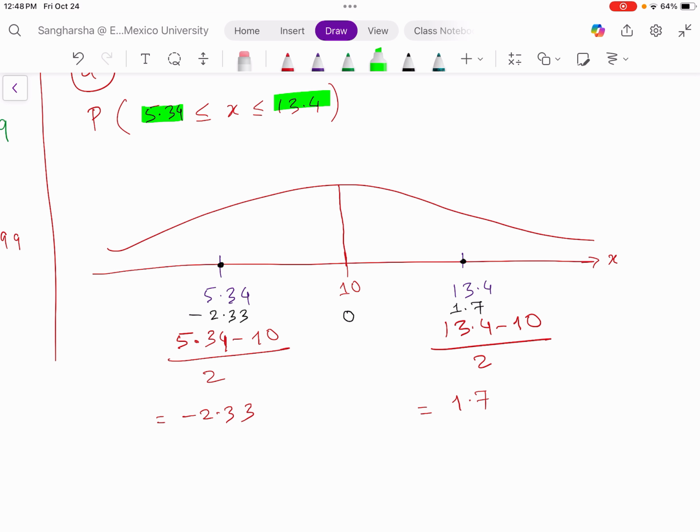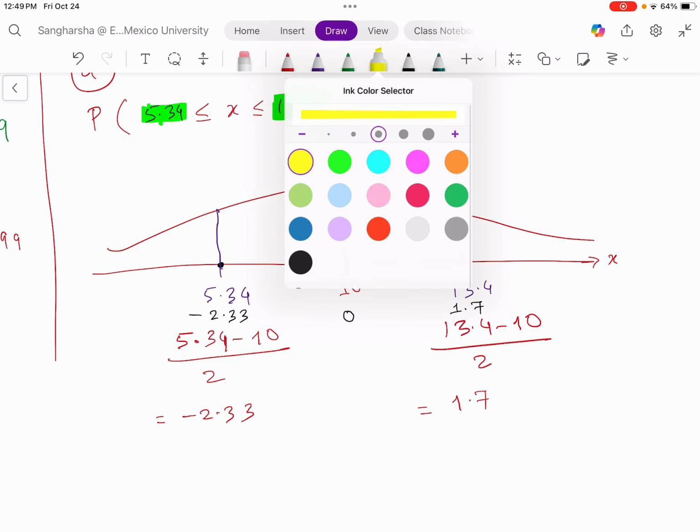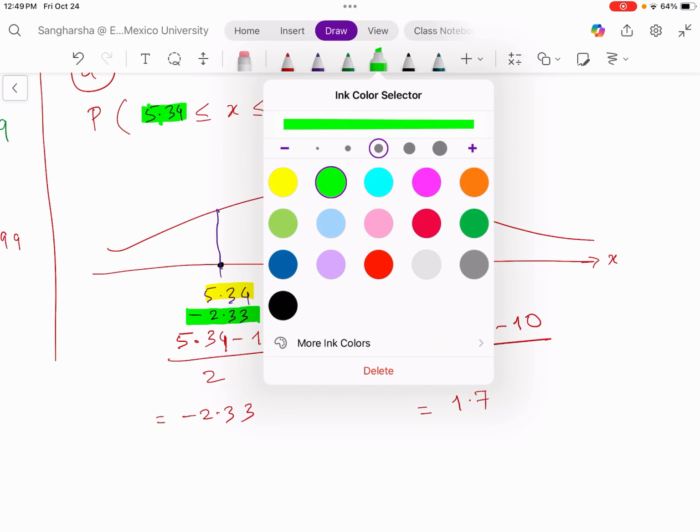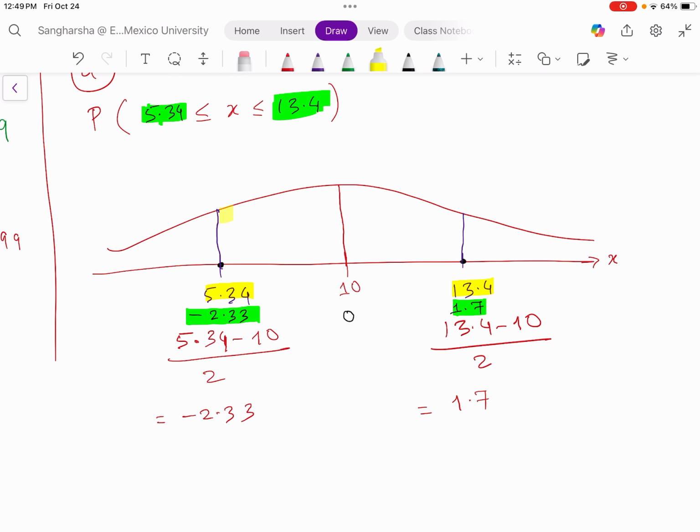We are interested in finding the area between 5.34 and 13.4. So 5.34 is here, 13.4 is here. So we are interested in finding the area between 5.34 and 13.4, or the area between negative 2.33 and 1.7. So which is these two areas. So we are interested in finding this area.